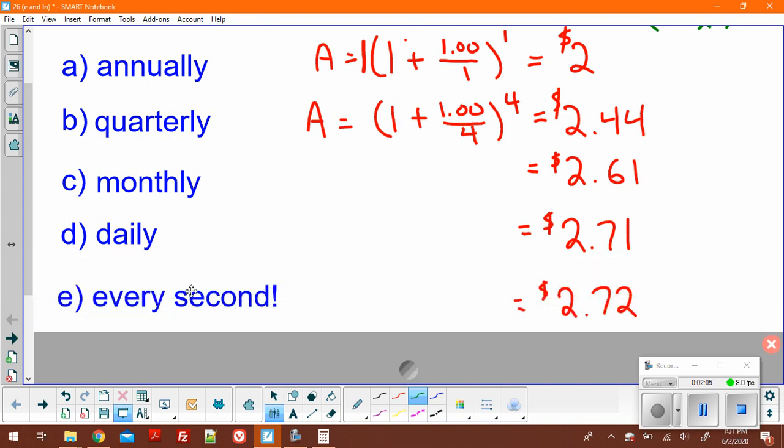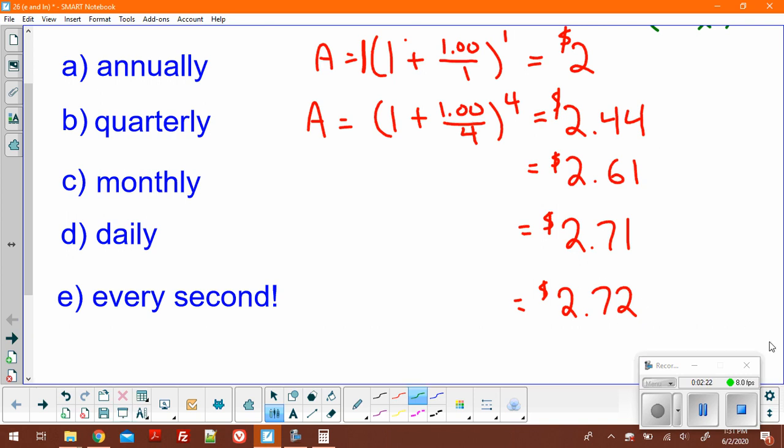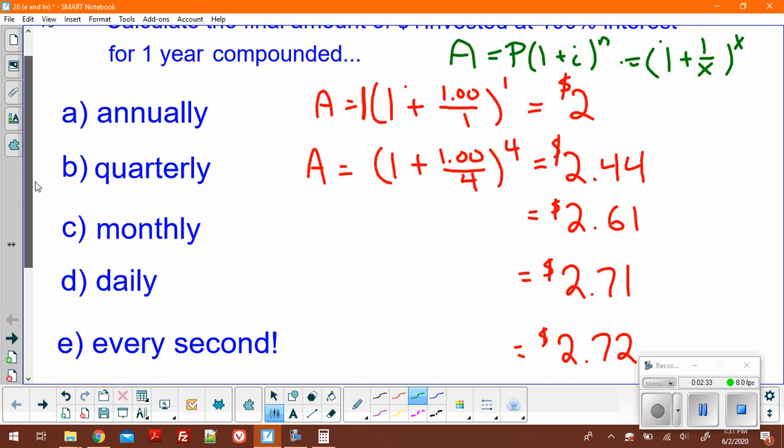If you go to every second, which is on the order of millions of compounding periods at a very tiny interest rate, it rounds off to 2.72. And you really can't get any better than this. If I started going to every millisecond or nanosecond, it would still round off to 2.72, maybe 2.73. It doesn't really get much better than that. So what is it saying? There's a limit on how much interest you can make. We know it goes up when you increase the compounding periods, but it doesn't go up forever. There's a point at which you've squeezed out all the interest you can.